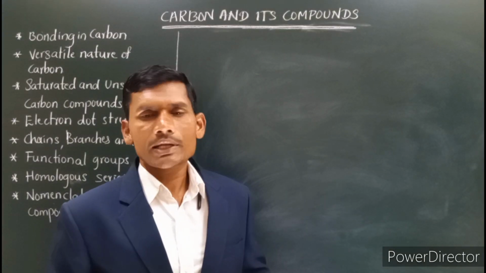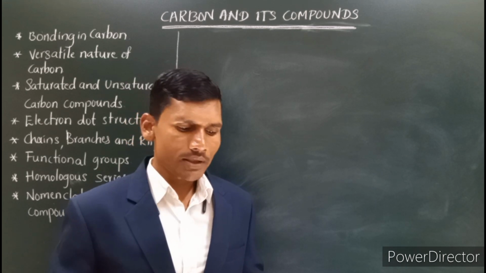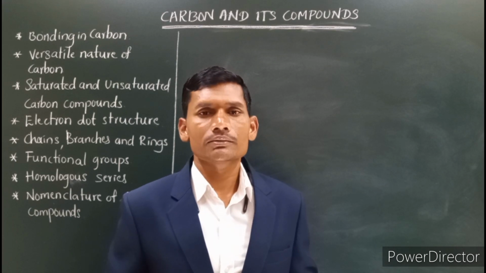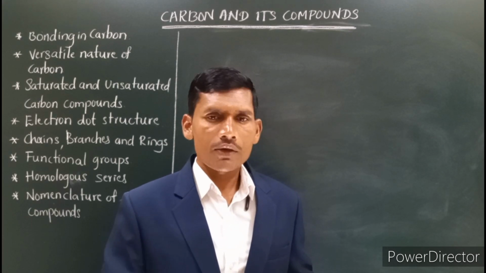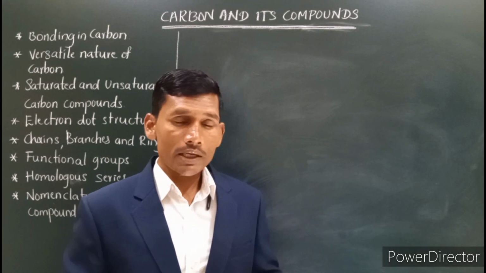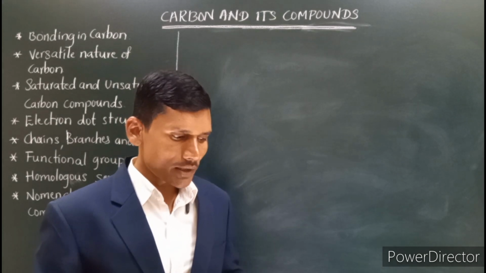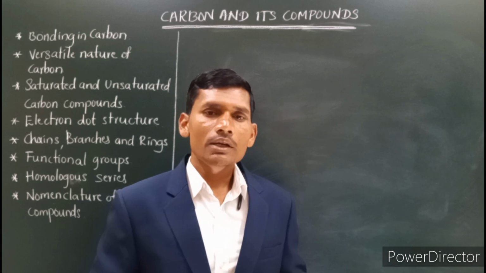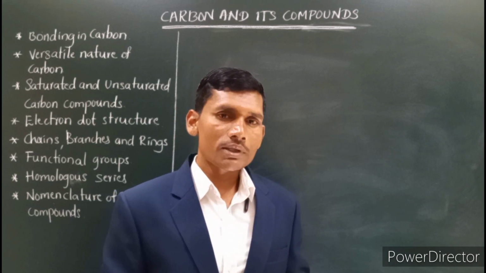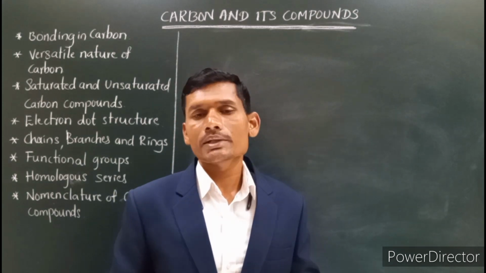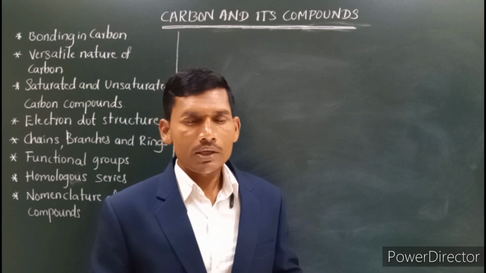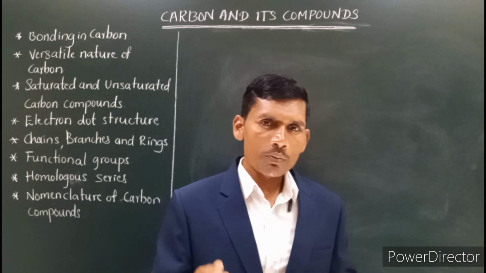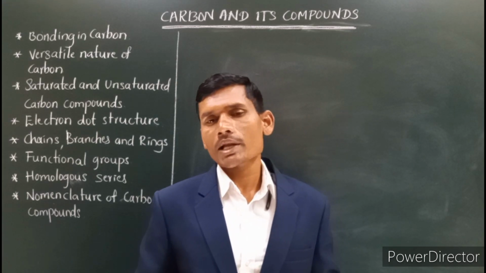Now let us study the versatile nature of carbon. The number of carbon compounds exceeds millions. Chemists have formulated compounds in the millions. If you consider the compounds formed by all the other elements in the periodic table, the carbon compounds outnumber them. Then there must be a special property of carbon, which is called the versatile nature of carbon.